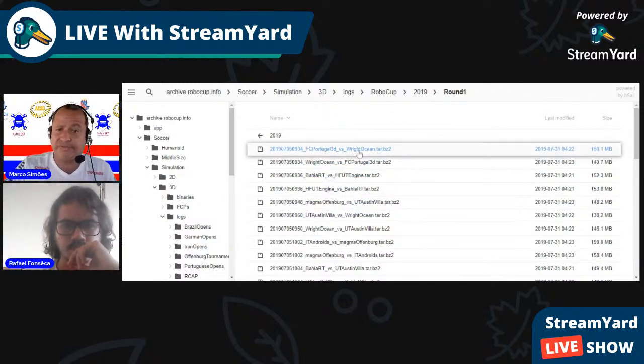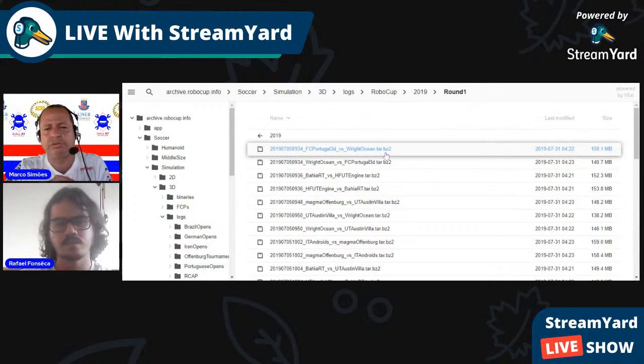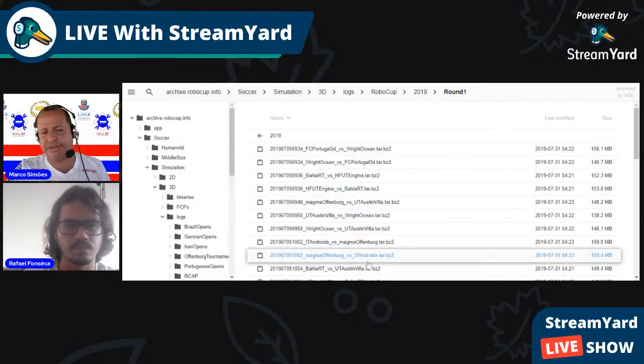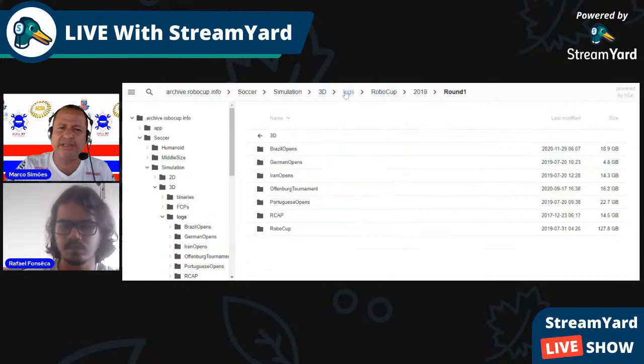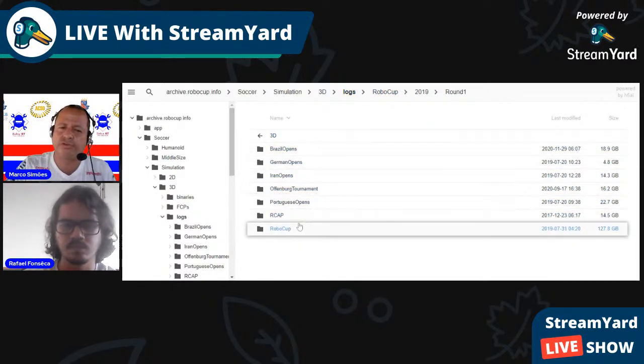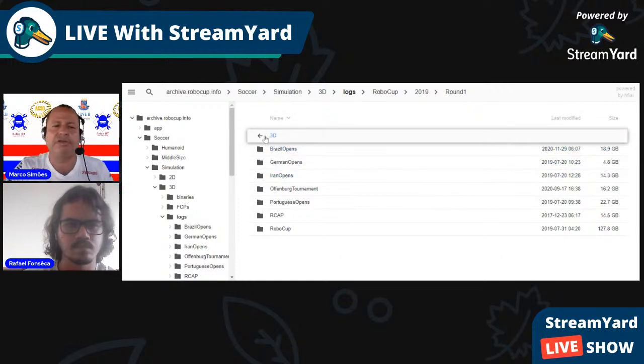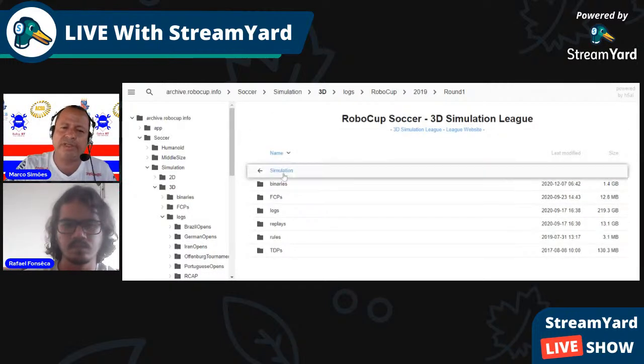You can download these files in the tar.bz2 format, and you can use that log mode that Rafael has already shown you to open this file in this format. You do not need to extract this file. You can open the file in this mode and it will run the log and you can watch this match. So you have lots of logs here. These logs can also be used in research, so you can collect some statistics about matches and such kind of thing. You can also find binaries here.